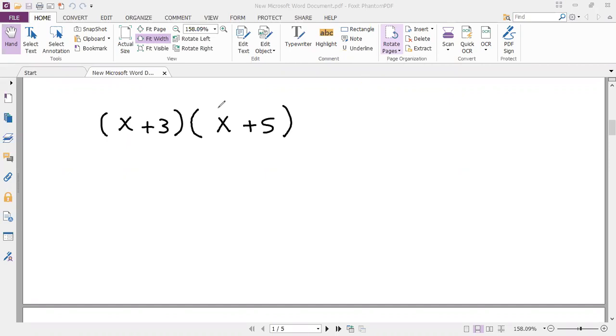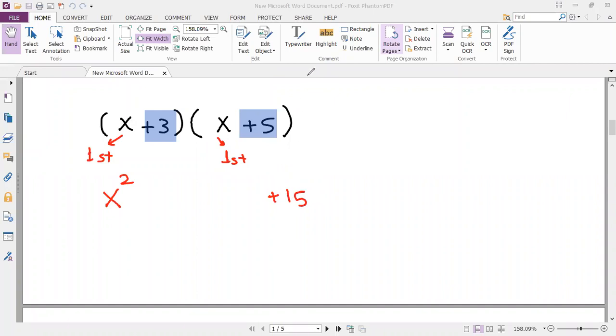So multiply the first by the first. The first here is x, and the first here is x. Multiply the first by the first. x times x equals x squared. And multiply the second by the second. The second here is 3, and the second here is 5. So multiply the second by the second. 3 times 5 equals 15.